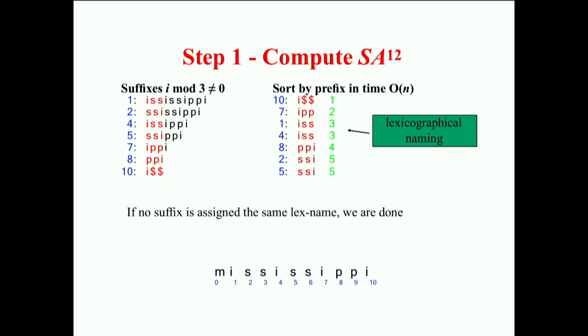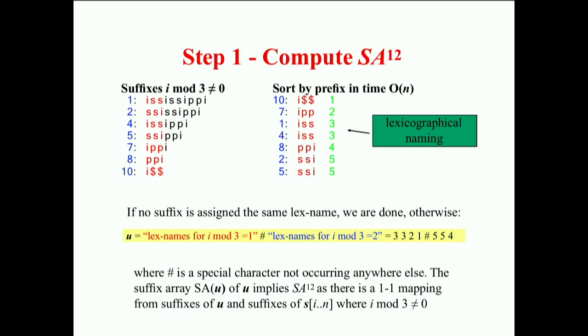So why is there 3 repeated? Because I can't resolve the order of the first and the fourth entries. They're both ISS. If this green list, the lexicographical naming, were giving me distinct integers, I would be done. I would have suffix sorted the whole thing. But I'm not that lucky, usually. There are a lot of repeats in this data. So I'm not done, so what can I do?